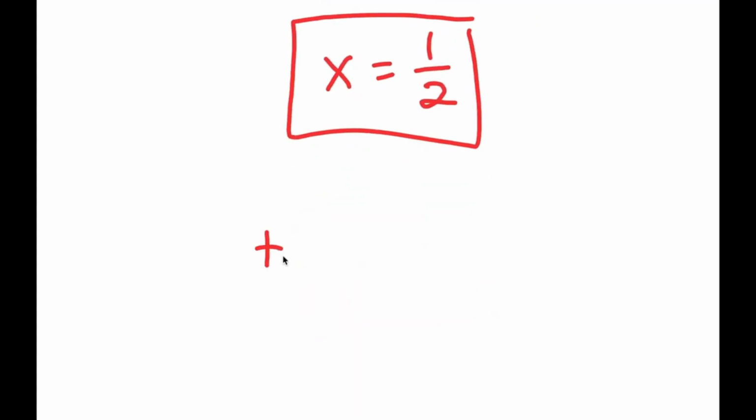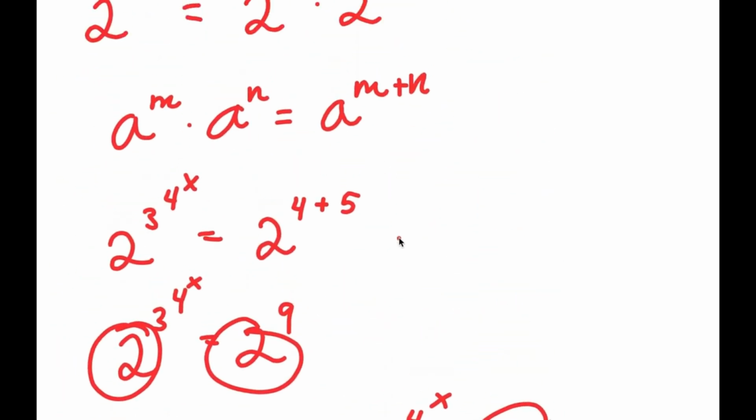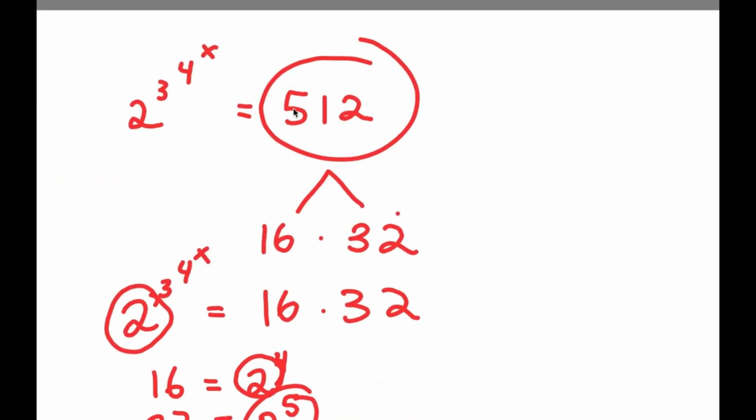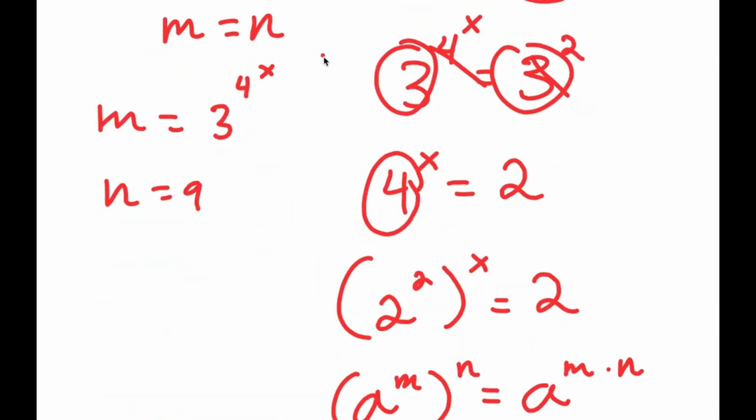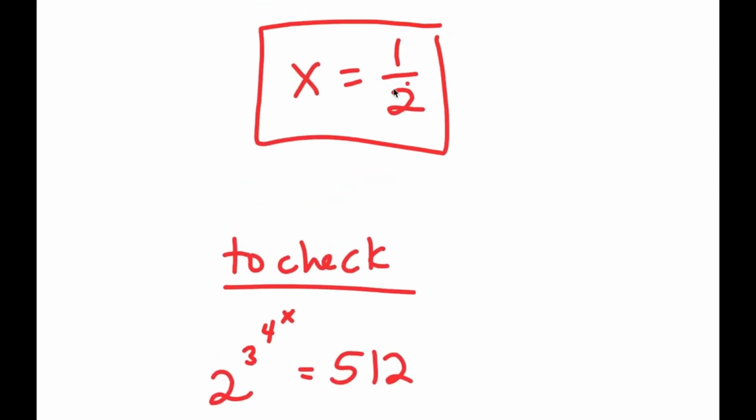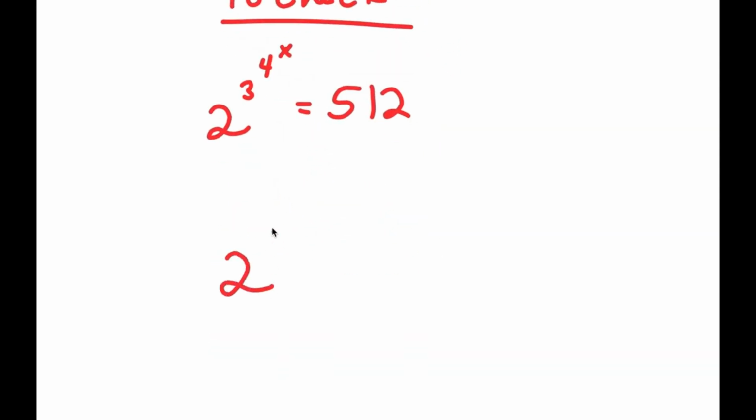So now, to check, my original equation was 2 to the power of 3 to the power of 4 to the power of x is equal to 512. So I have 2 to the power of 3 to the power of 4 to the power of x is equal to 512. And we said that x is equal to 1/2. So I have 2 to the power of 3 to the power of 4 to the power of 1/2 is equal to 512. Now I'm going to work my way down from the top.